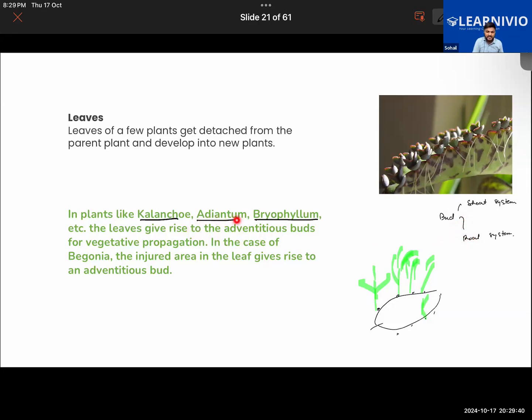Other examples other than bryophyllum are adiantum and kalanchoe. You can just remember at least two examples. That will be sufficient to help you. Okay.